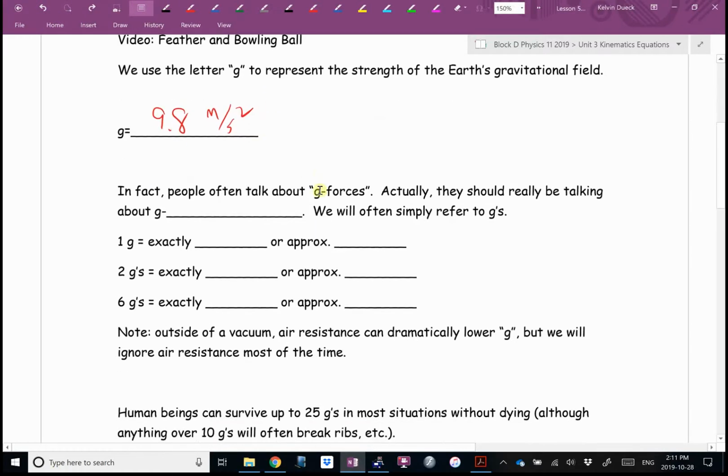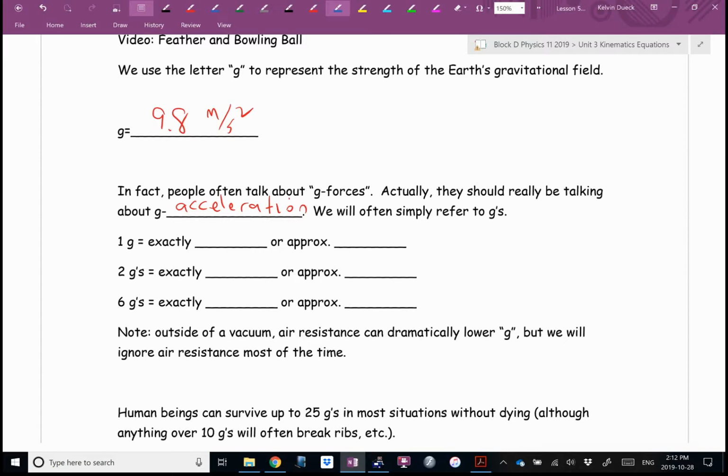People talk about G forces. It's not a force. They should be talking about G acceleration. And so, Josh, what you'll hear me say for the rest of the year is, I will never say G-force. That's like fingernails on the blackboard to me. Force is newtons, and this is meters per second squared. I'll just talk about Gs.